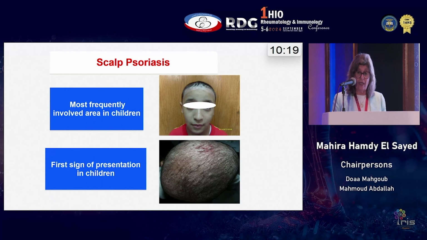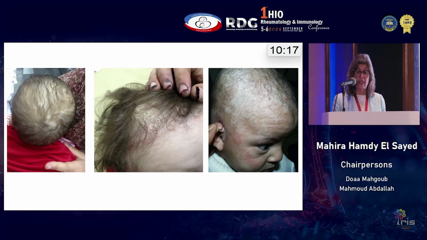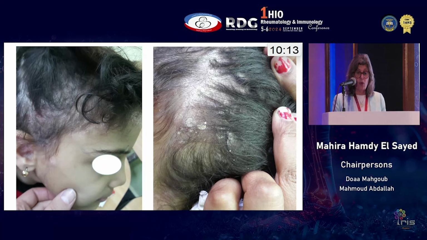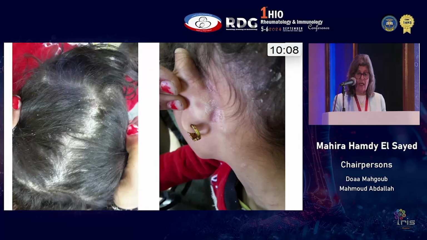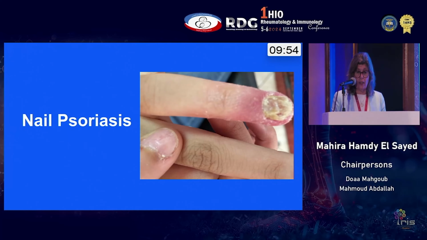Scalp is very commonly affected, so for each child at any age, I must examine the scalp very well. So those are examples of scalp psoriasis, and you can see that other areas are also affected, like behind the ear. And you all know that sometimes it's hard to differentiate between scalp psoriasis and seborrheic dermatitis, but psoriasis in the scalp usually extends beyond the hairline, which is quite diagnostic.